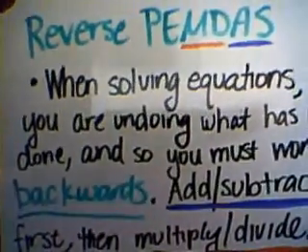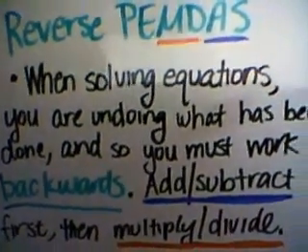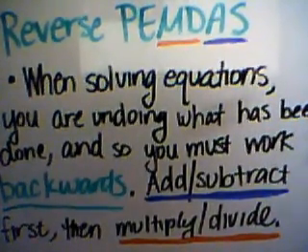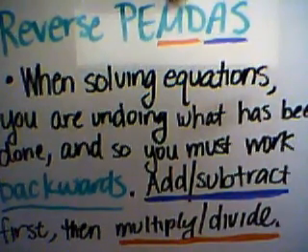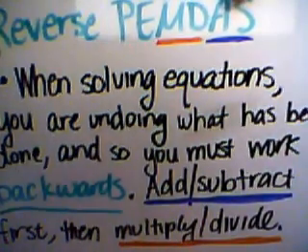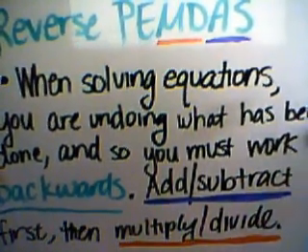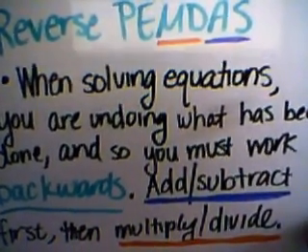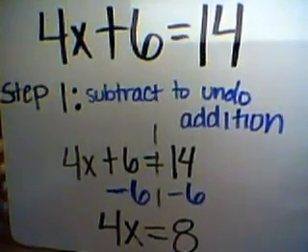Okay? So now let's focus in on this idea of reverse PEMDAS. When you're solving equations, you are undoing what has been done, and so you must work backwards. In PEMDAS, we would add and subtract after we multiply and divide. You can see here, in PEMDAS, first we multiply, divide, then we add, subtract. But when we're solving equations, we're going to add, subtract first, and then we will multiply and divide afterwards. Okay? So now I just have a couple of examples that I want to show you of two-step equations.